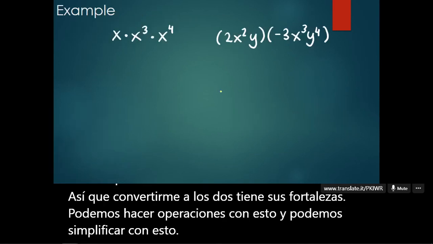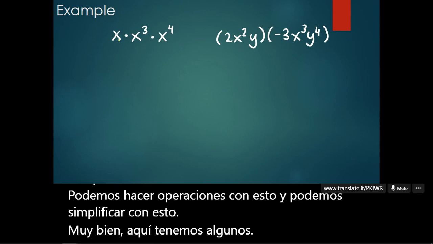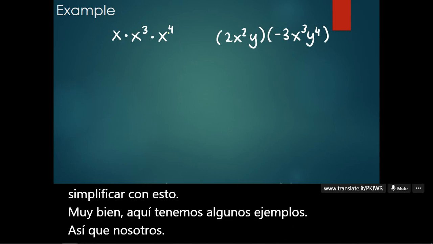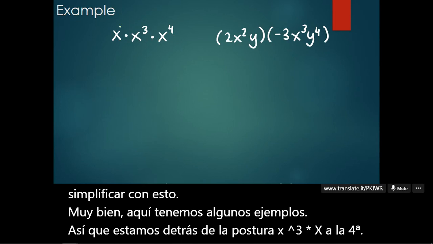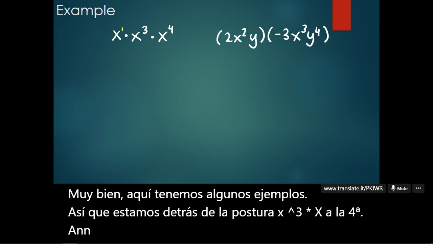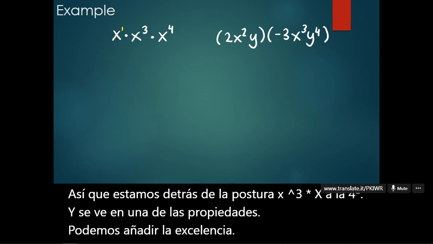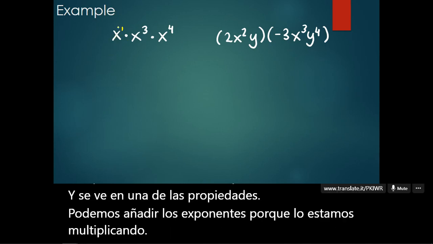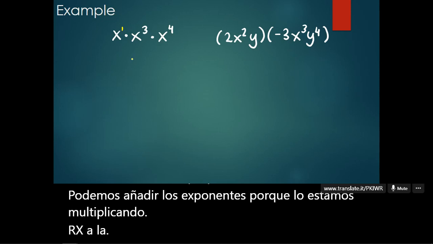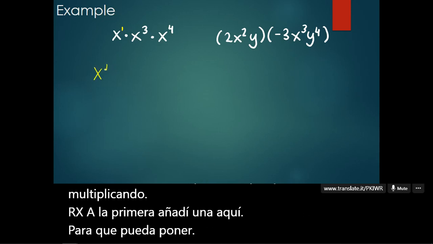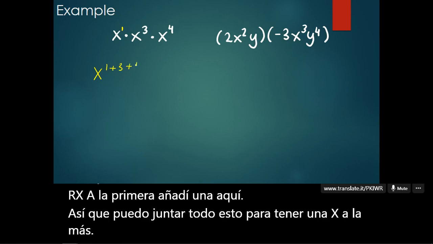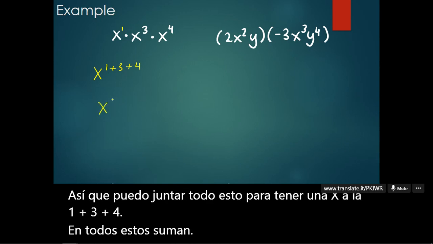All right, here we have some examples. So we have x times x cubed times x to the fourth. And using one of the properties, we can add the exponents because we're multiplying. So x to the first, right? I added a 1 here. So I can put all these together to have x to the 1 plus 3 plus 4. And all these add up to x to the 8.